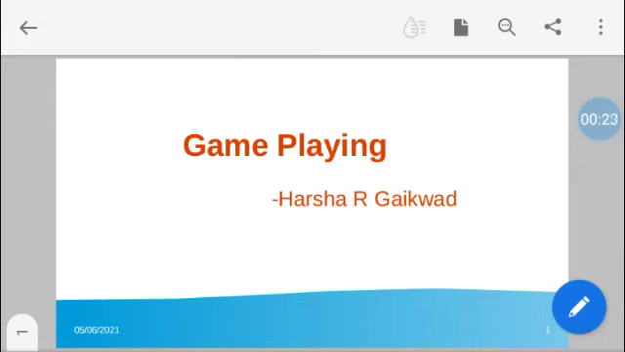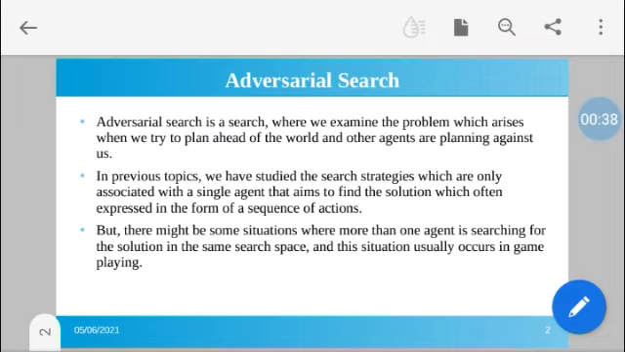So let's start. And in this particular scenario, we are going to talk about only basic games like chess, tic-tac-toe, and we are not going to talk about higher level games like PUBG and all. So let's start. There is one concept of adversarial search. So we will talk about it, but let me summarize what we have seen so far.